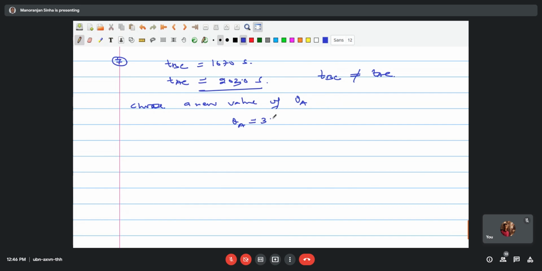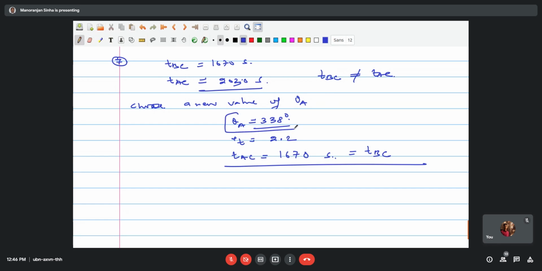We chose first the 340 degrees. So reducing by a small quantity, 338 degrees, the corresponding value turns out to be 2.2. Following the same procedure, and TAC turns out to be 1670 seconds, approximately equal to 3. So that means the periapsis of the transfer orbit is located from A at a certain angle, which is 338 degrees.